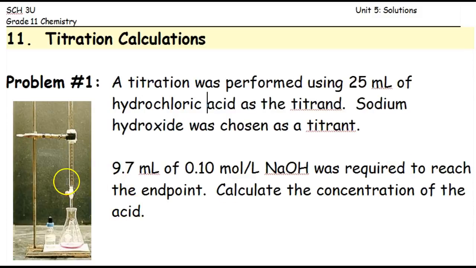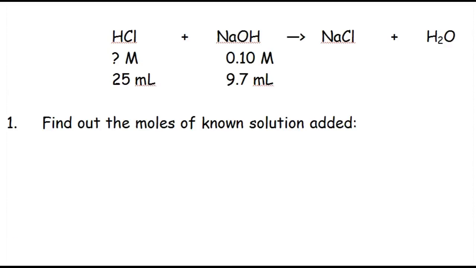So envision yourself having done the titration, and when you see that color change, that end point is at a point in the titration where you've added 9.7 milliliters of your base. So 9.7 milliliters of that base, and you know its concentration. So these are two valuable pieces of quantitative information that we're going to use in order to calculate the concentration of our acid.